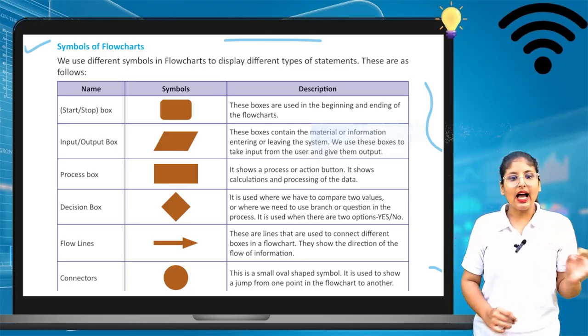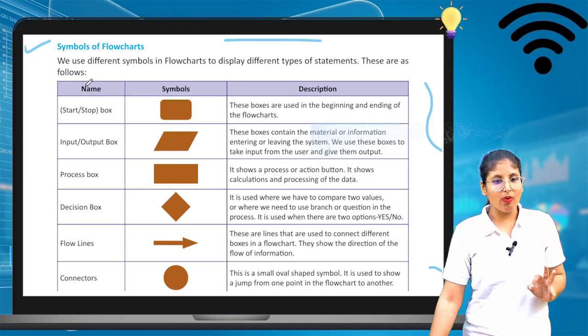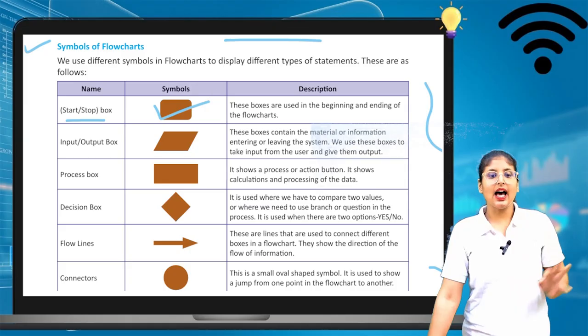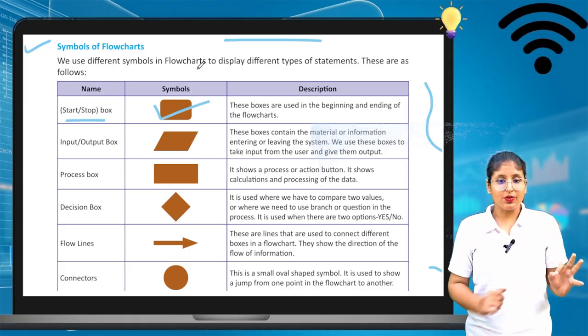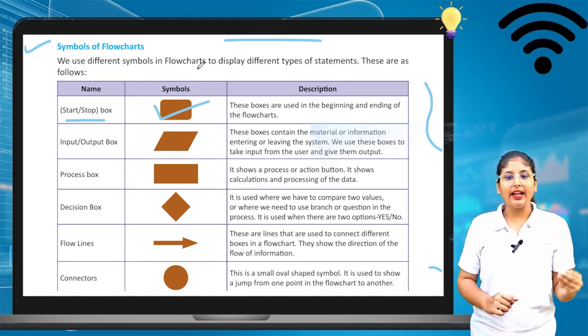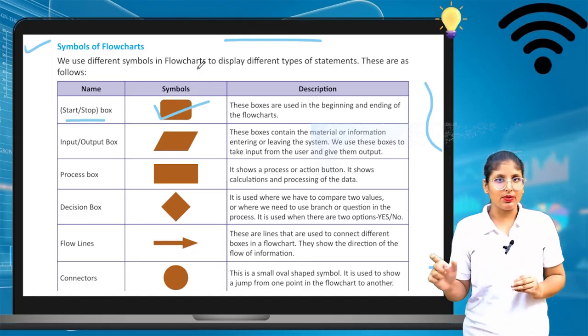First, we write the name, symbol and description of each. Starting with the start stop box. This is the symbol. The description is that these boxes are used at the beginning and ending of a flowchart.